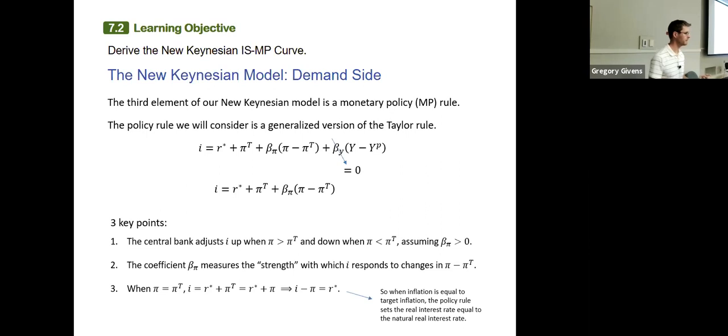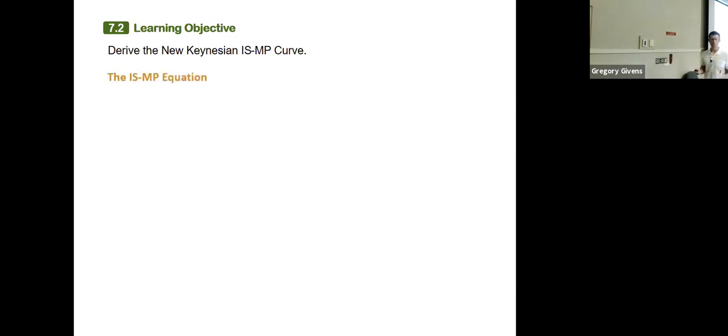Okay, any other questions about that before we move on? All right, how do we then derive the full ISMP equation?